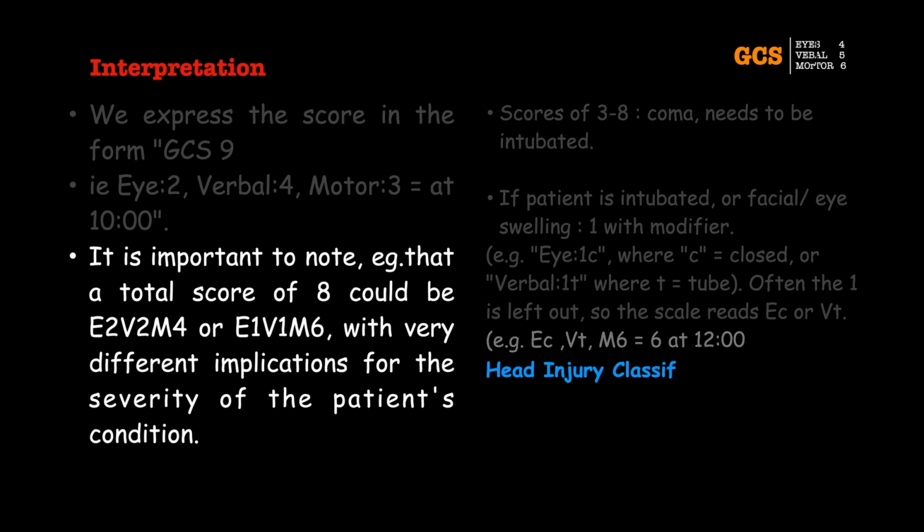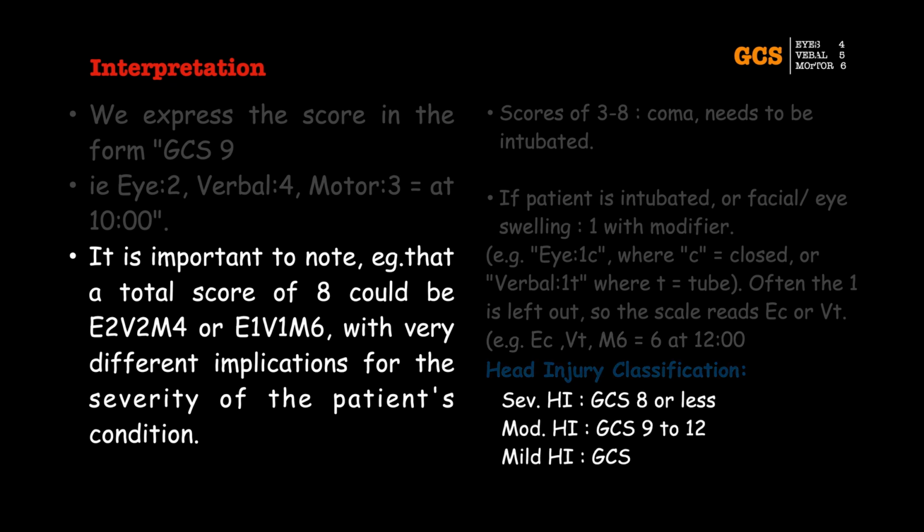Now, based on this, we classify head injury into severe head injury, moderate head injury, as well as mild head injury. A severe head injury has a Glasgow Coma Scale of 8 or less, and a moderate head injury has a Glasgow Coma Scale of between 9 and 12, and a mild head injury has a Glasgow Coma Scale of between 13 to 15.